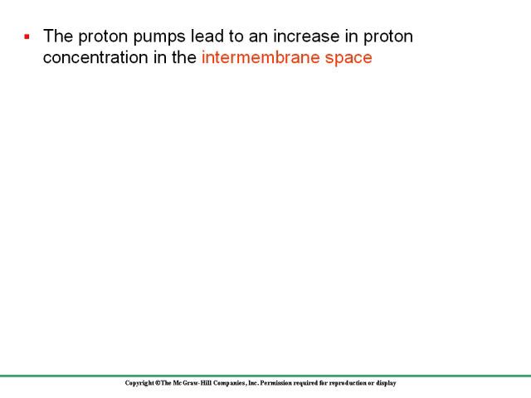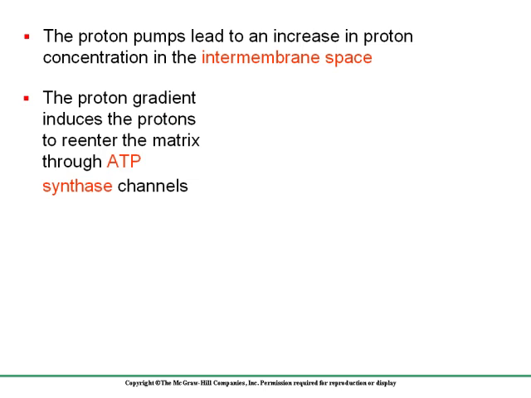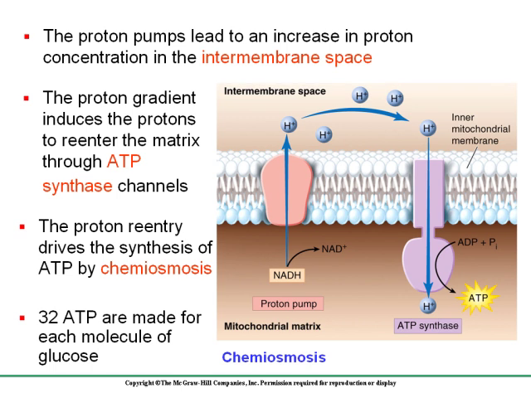The proton pumps lead to an increase in protons in the intermembrane space. And the proton gradient, where you're going to have a lot of them accumulating in the intermembrane space, causes the protons to re-enter the matrix through what are called ATP synthase channels.